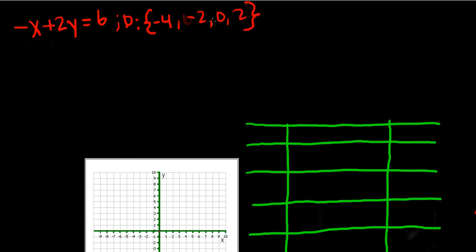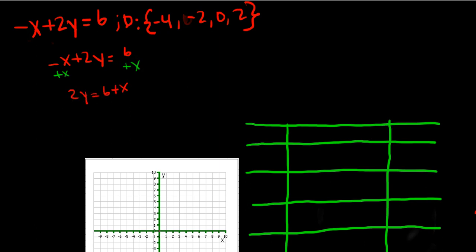We want to start by isolating the y variable in our equation. So to start off, what we need to do is add x to both sides in order to eliminate the x on the left side. So when we do this, we're left with 2y equals 6 plus x.